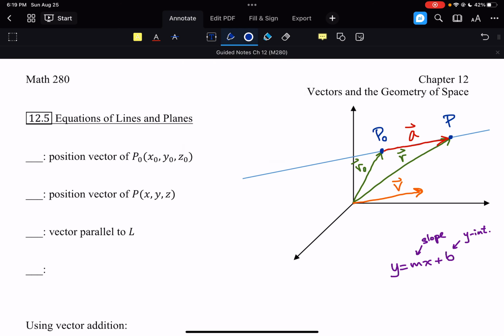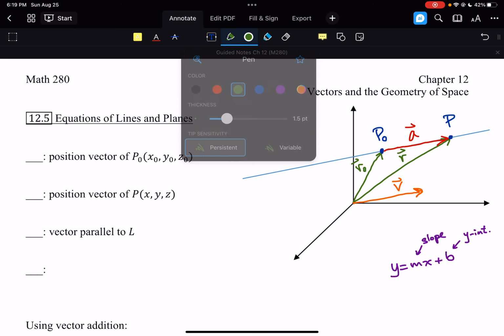When we transition into 3D, the equation of the line has to adjust slightly in order to accommodate the fact that we are in the third dimension. But the general form of it is going to look fairly similar, and we're going to point out the similarities in just a minute. But as you can see, I've already got a diagram up here for us to look at, and I've already got the labels up there. So let's talk about what these labels mean.